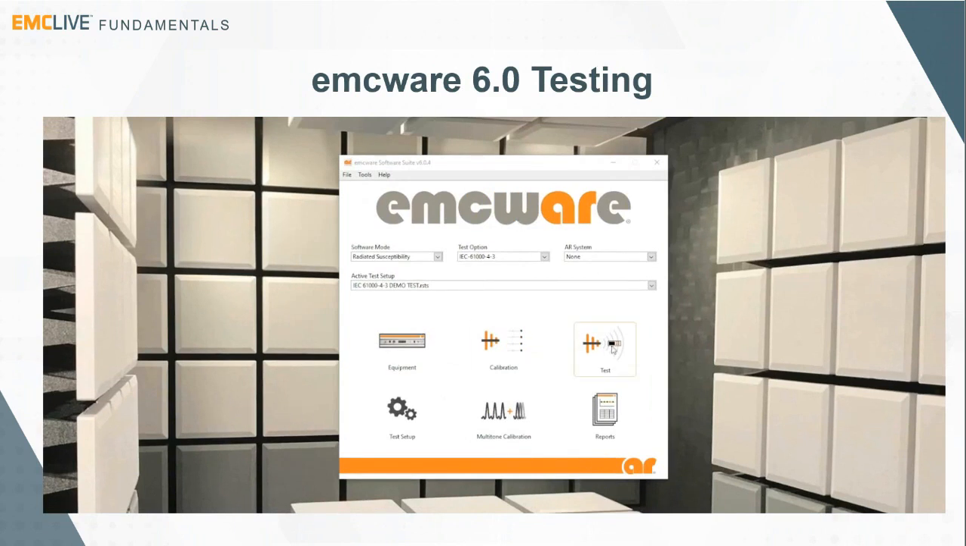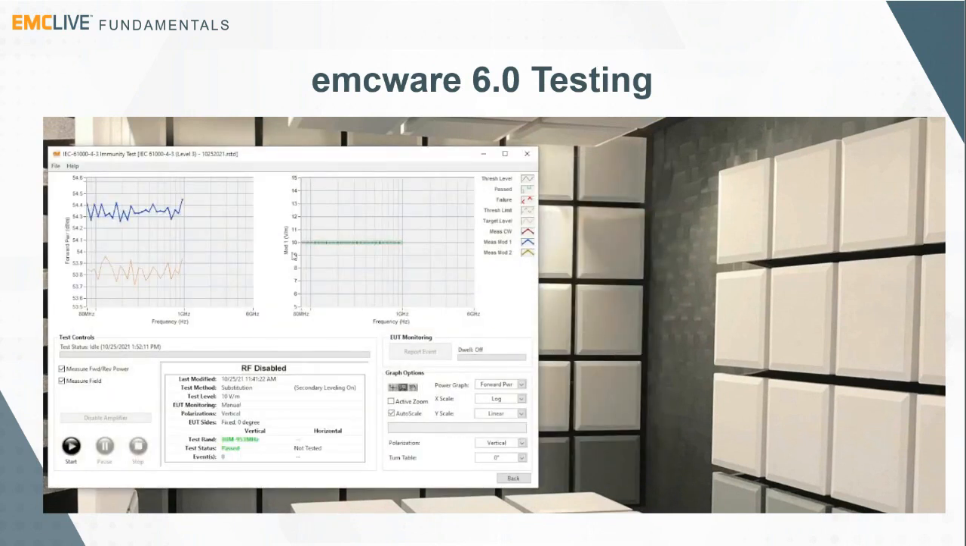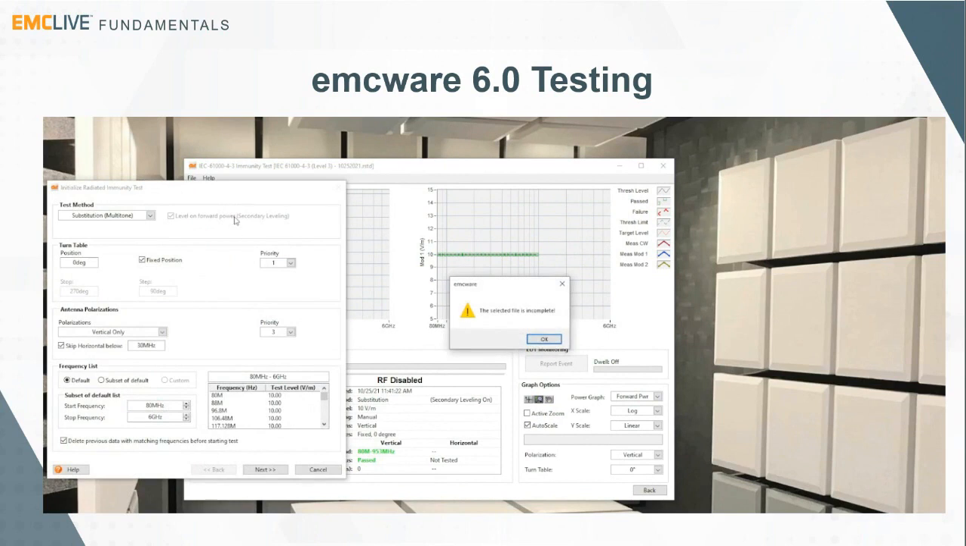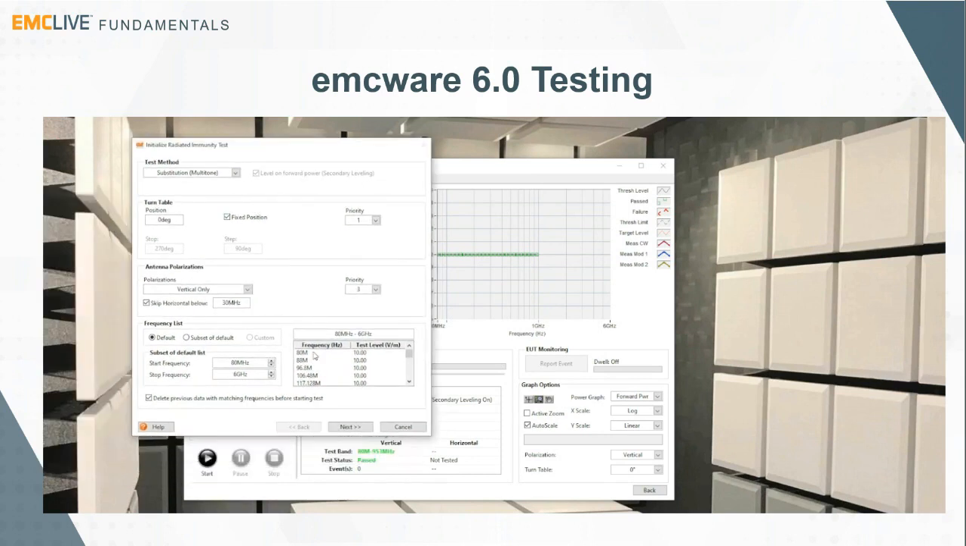Now we're ready to run a multi-tone test. The data seen here was from a previous run, so we can ignore that. Notice the file was incomplete. We get that warning because for demonstration we skipped the 1 to 6 GHz calibration. We're doing substitution multi-tone.